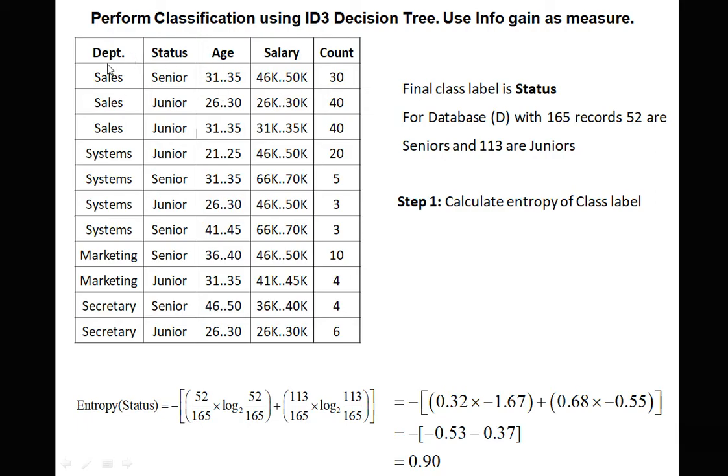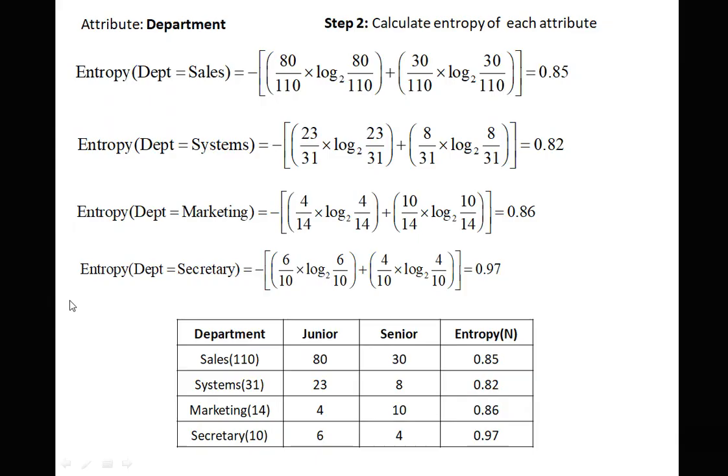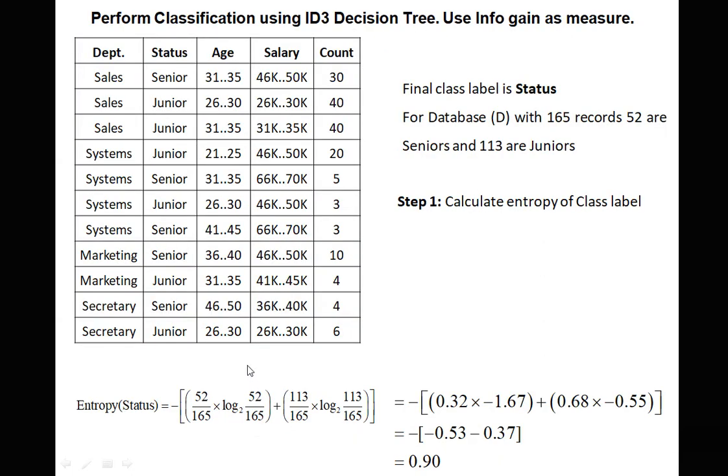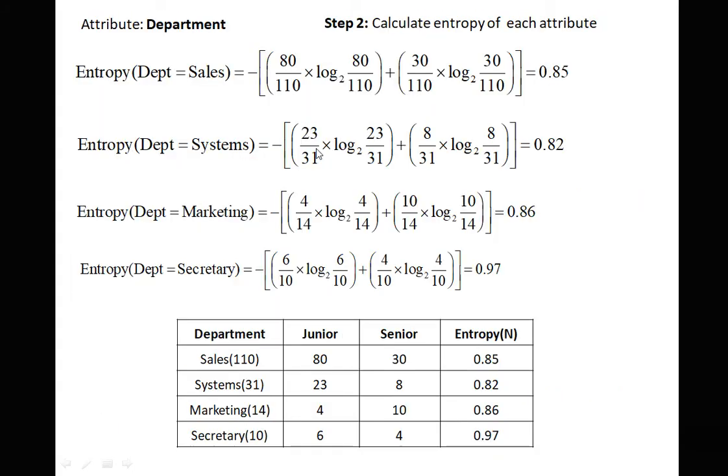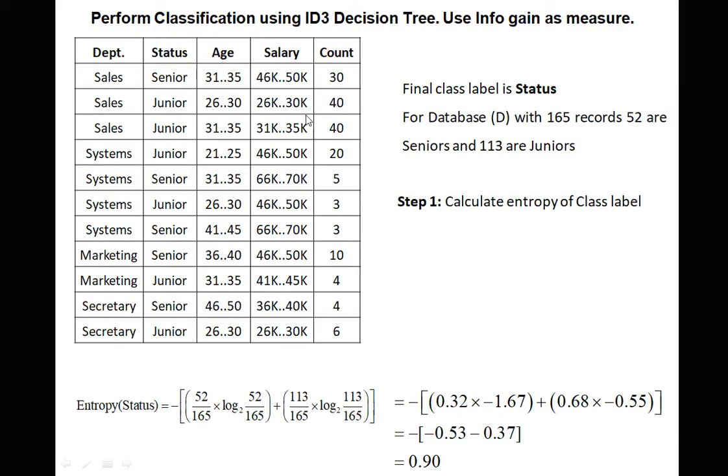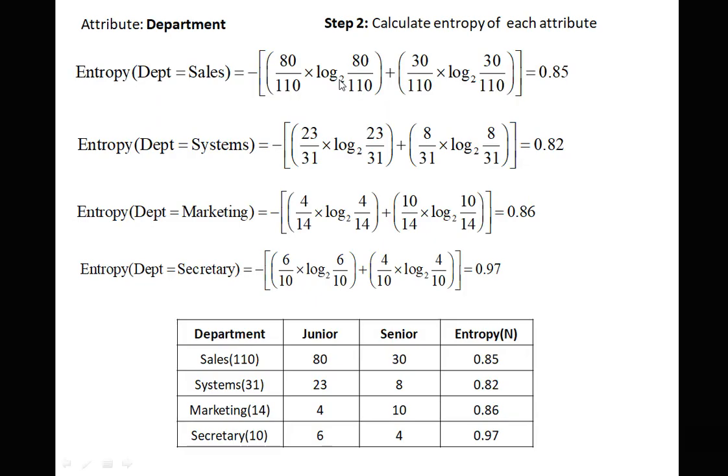Now department is a categorical attribute, as the categories are sales, systems, marketing and secretary. Now see the attribute department. First we create the table. In department sales, there are a total of 110 records. So sales total records are 30 plus 40 plus 40, that is 110, out of which 30 are senior and 40 are junior.